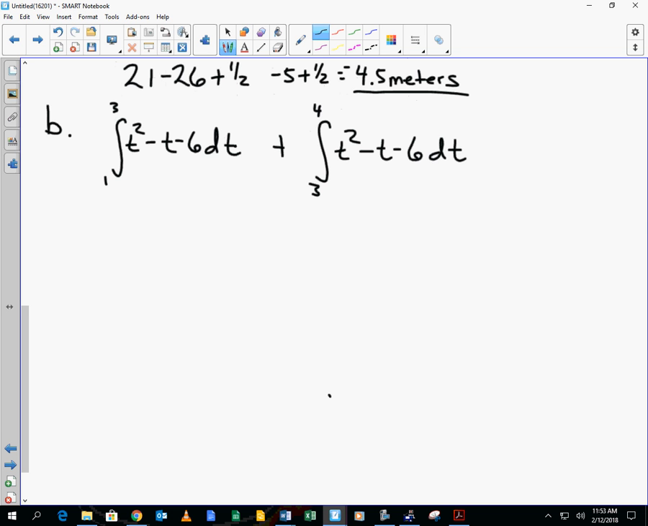Which one of these areas is negative, the first one or the second one? So therefore, we will take the absolute value of the result. And that will tell us then the total distance traveled when we add them together. So here we go. T cubed over 3 minus t squared over 2 minus 6t evaluated from 1 to 3.